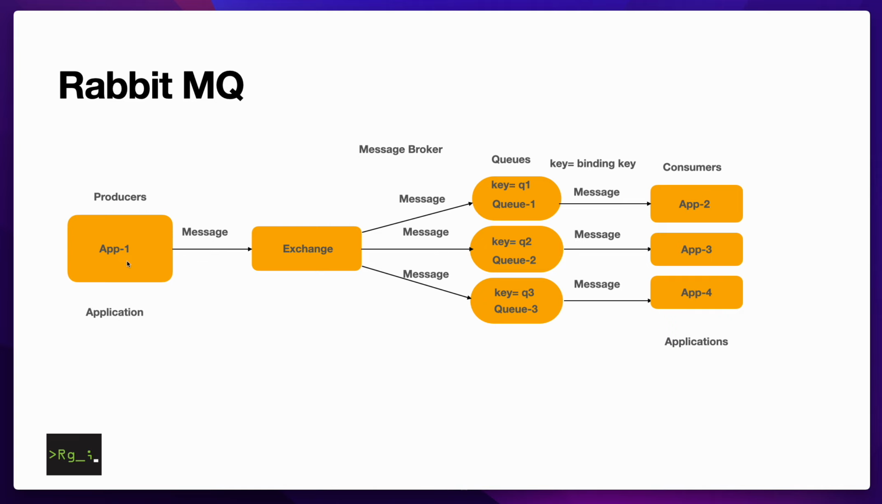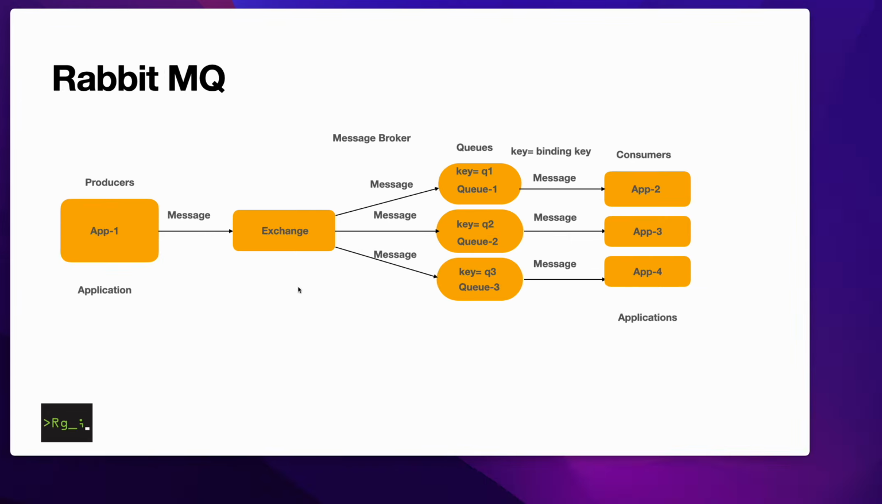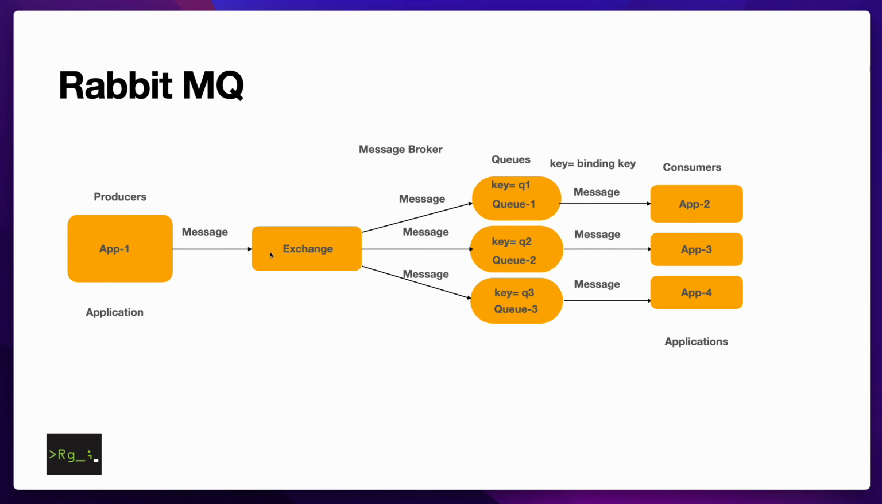Suppose you want to send a message to Q1, then you need to tell the exchange that you need to send a message to Q1. How will the exchange come to know that it needs to send the message to Q1 only? There is something called a binding key. At the time of registration, you need to register your queues with the exchange with a key named binding key. You tell the exchange, like, my binding key is Q1, and you can send a message to Q1.